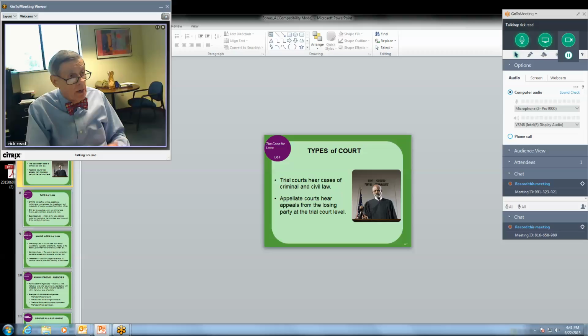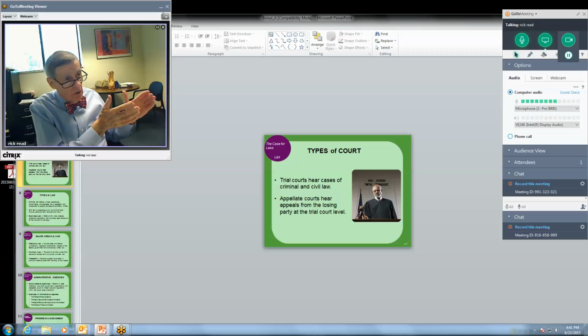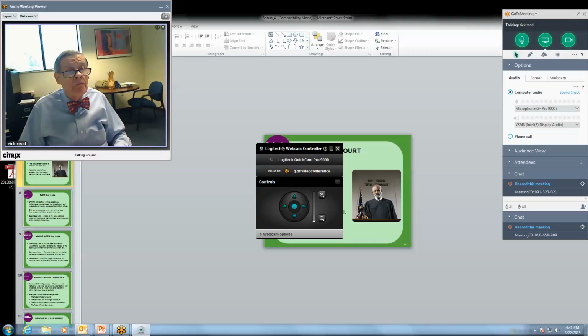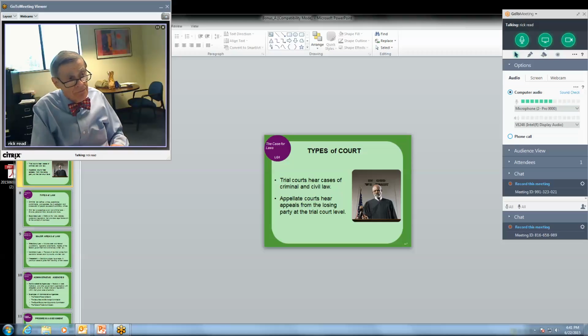But anyway, we have 2 different types of courts. We have trial courts, which hear criminal law and civil law. And then we have courts that go above that, appeals courts, and then Supreme Courts. At the federal level, we have a district court, an appeals court, and a Supreme Court. At the state level, we have various ancillary courts. We may call them district, we may call them something else, then appeals courts and a Supreme Court.